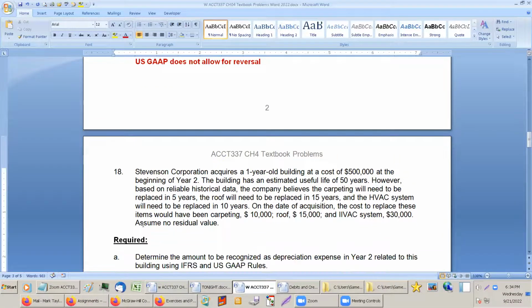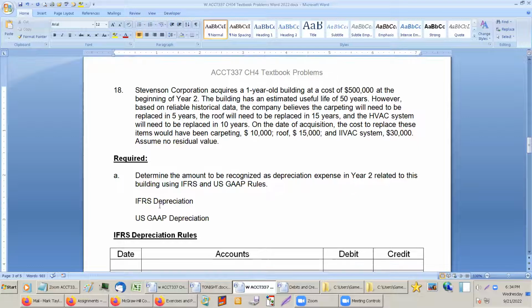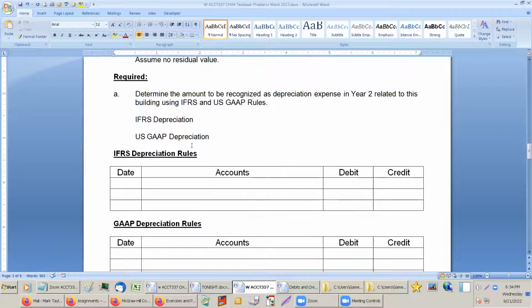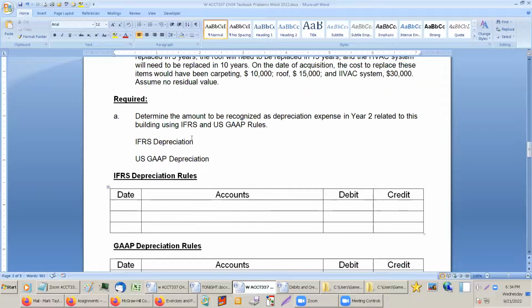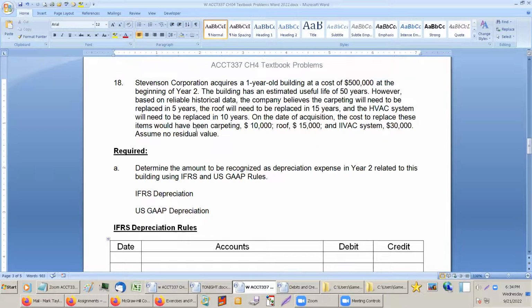So this is problem 18 in the book. I expanded on it a little bit. So Stevens acquires a 1-year-old building at a cost of $500,000 at the beginning of year 2. There's kind of a funny wording on it, so don't get thrown by that. We're starting on year 2, so year 2 is our year 1.